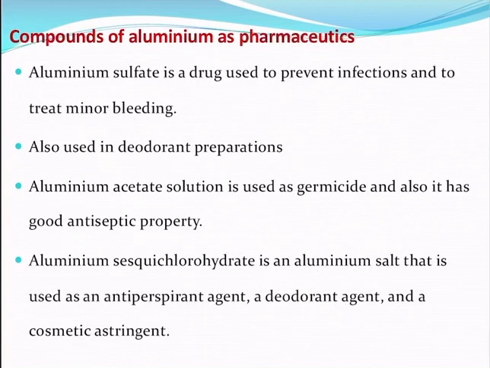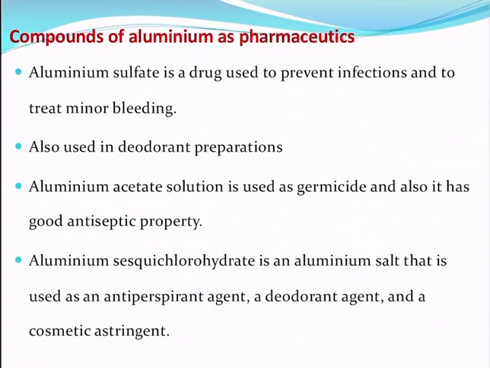Now let us see what are the compounds of aluminum used as pharmaceutics. Aluminium sulfate is a medication used to prevent infections and to treat minor bleeding. It is also used in deodorant preparations. Aluminum acetate solution is used as a germicide, that means it kills germs, and it also has antiseptic property.